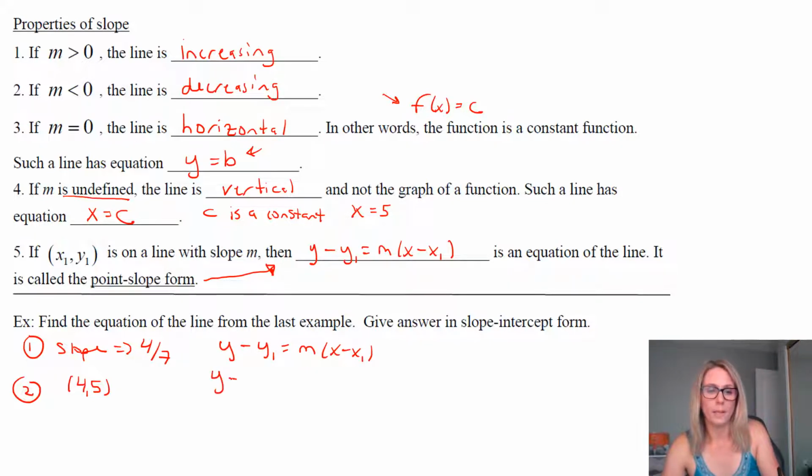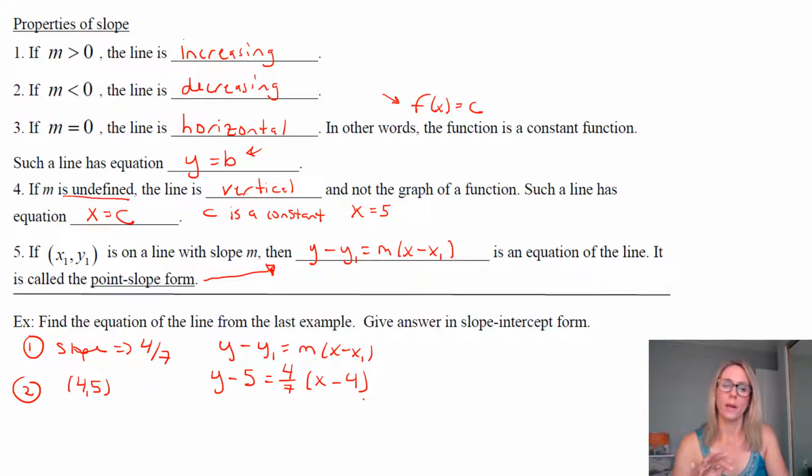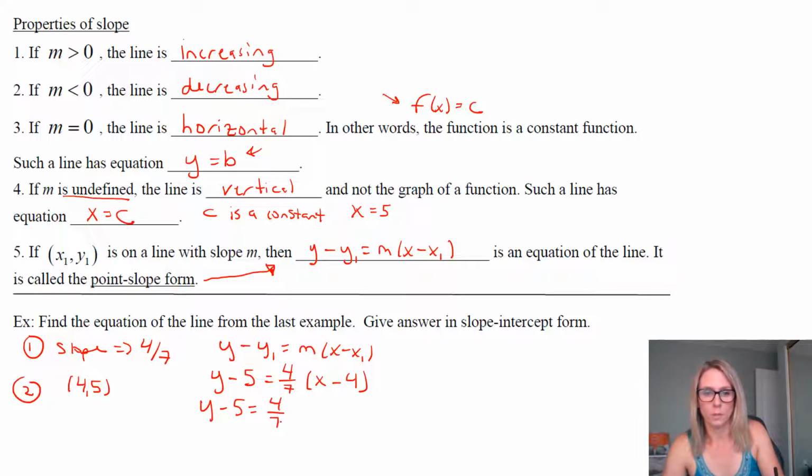So y minus y1, our y1 in this case is 5. You're free to pause and do this yourself if you'd like, and then come back. I'm going to write it in the form y equals mx plus b. What I want you to see that I've done here is I've put my point in x1, y1, and I've put my slope in m. So now I'm just going to distribute.